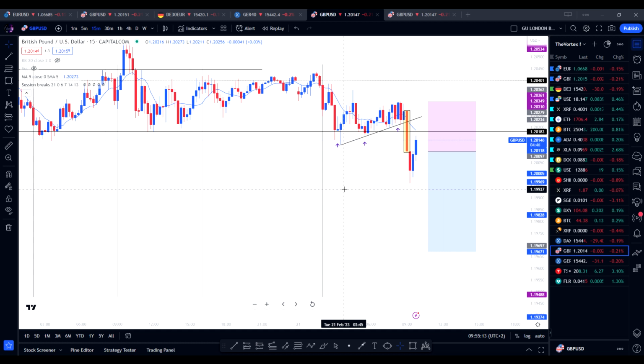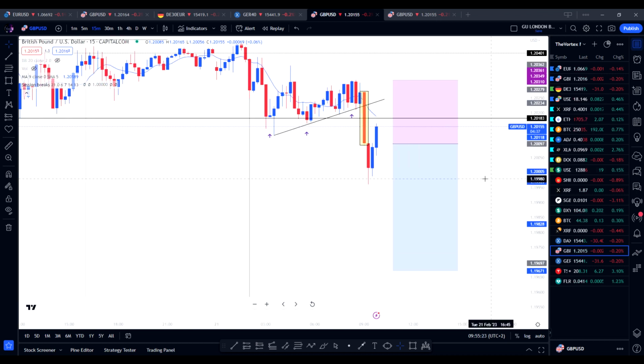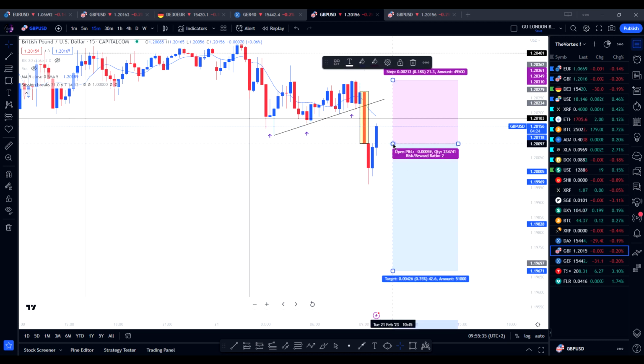And for those of you that are newcomers, allow me to explain how I trade this particular strategy. So far we are in drawdown on this particular position, but I have taken it, I have sold. And how I generally like to trade this particular setup is the following.